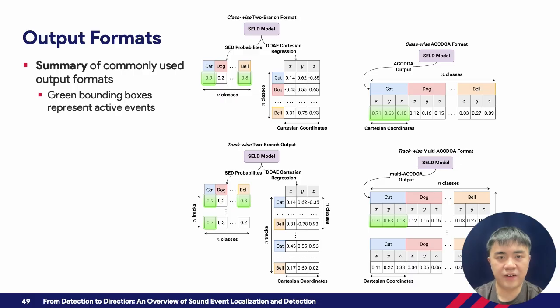So this slide here provides a great visual summary of the 4 main output formats we've just discussed. On the top row, we have the class-wise formats, which cannot handle same class overlap. The original 2-branch and the unified ACCDOA. And on the bottom row, we have the track-wise formats, which can handle same class polyphony, which include the track-wise 2-branch and the current state-of-the-art track-wise multi-ACCDOA.